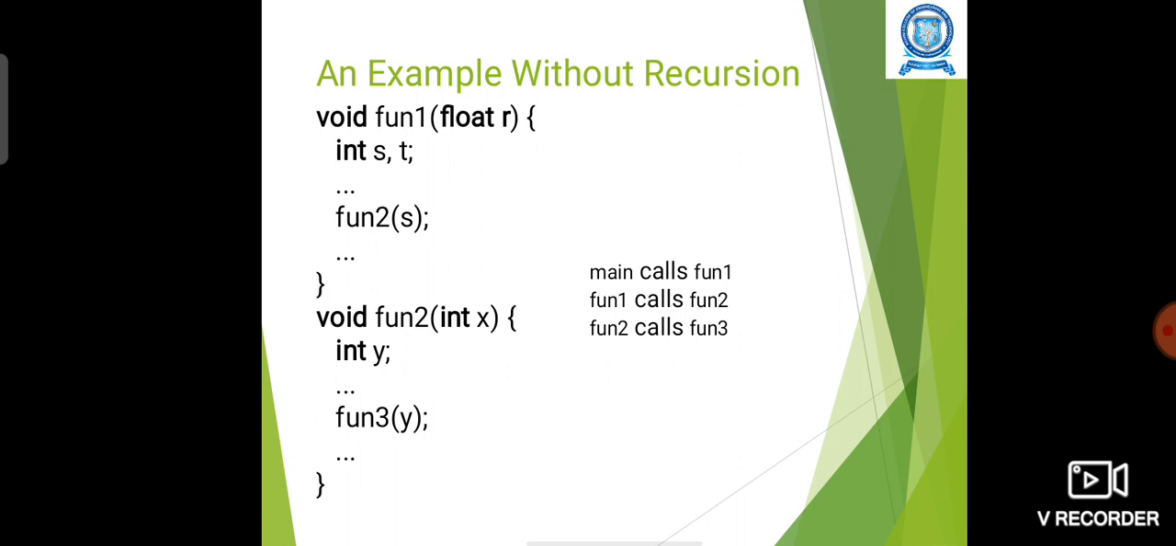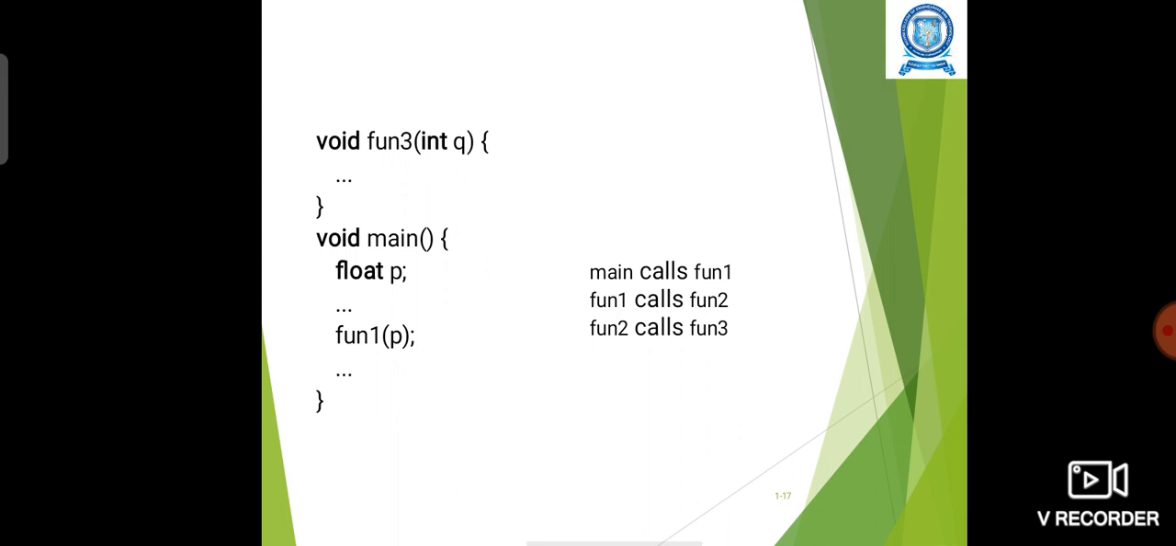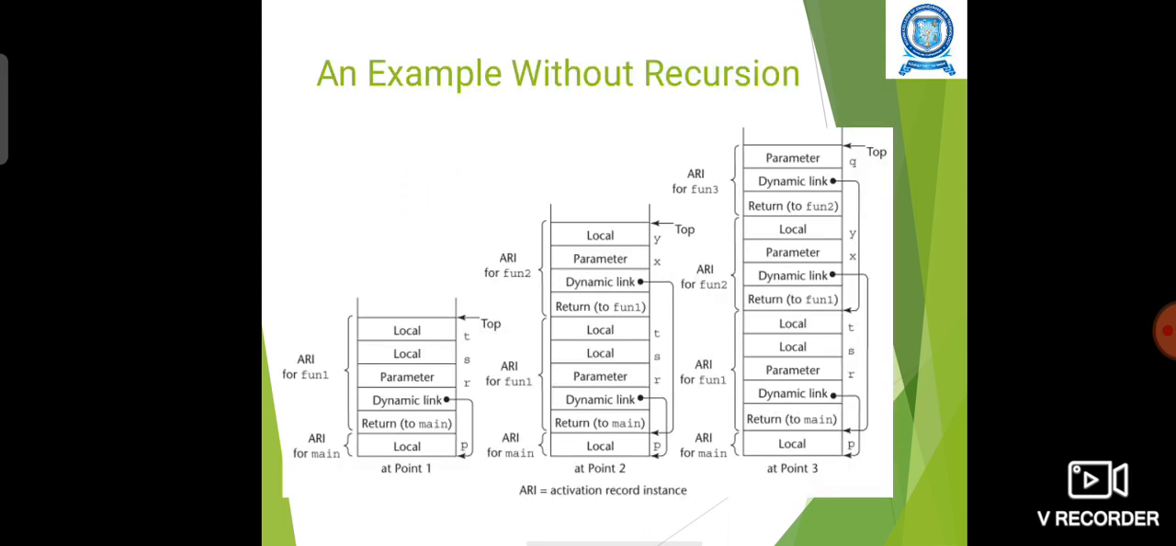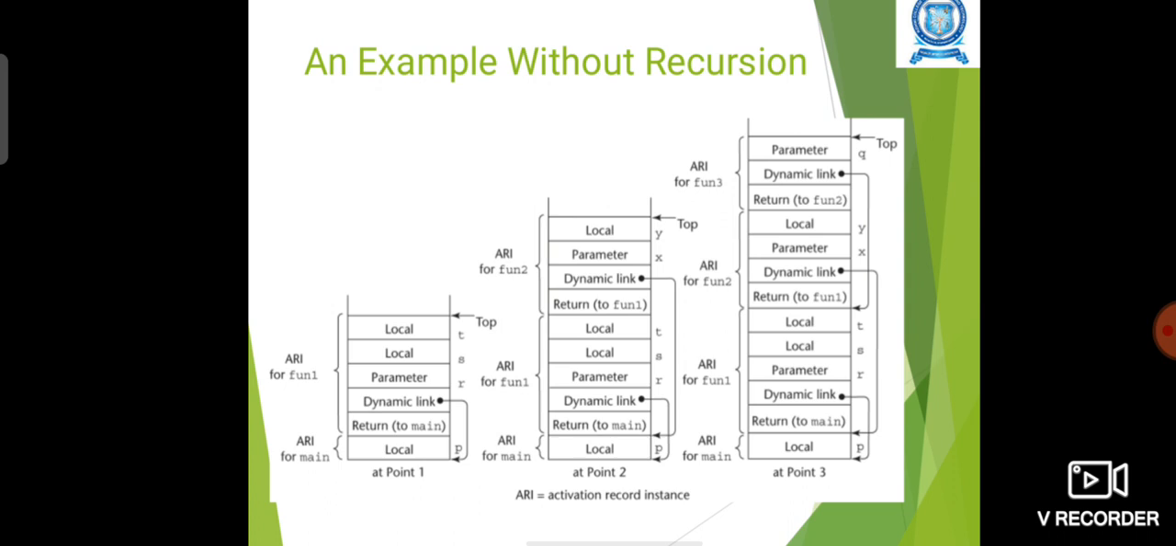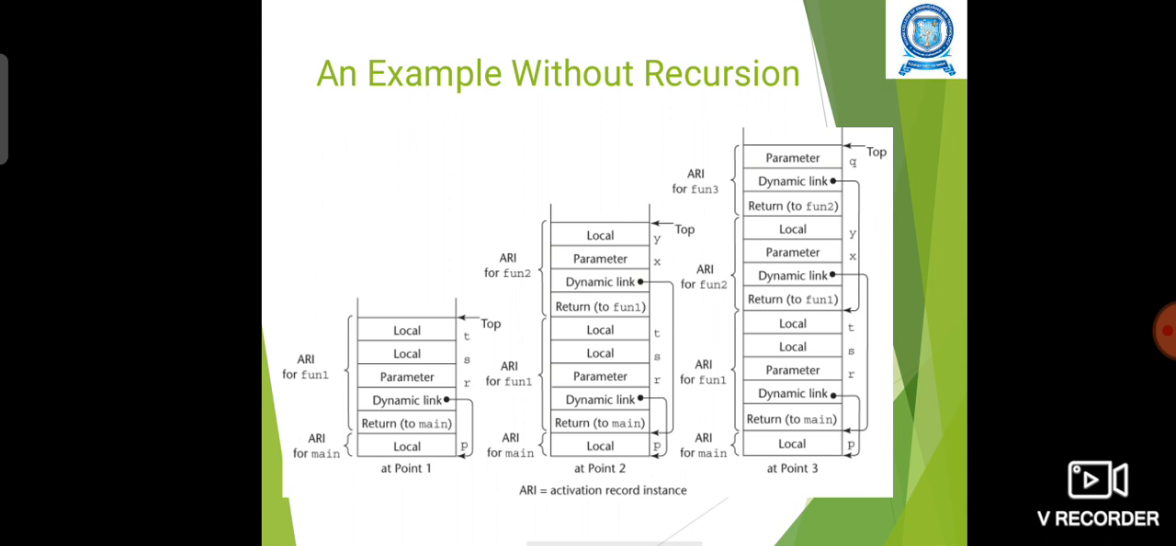For example, a function without recursion. So in this example, we can see there are functions fun1, fun2 and fun3. Main function calls fun1, fun1 calls fun2, fun2 calls fun3. So each function has an activation record with the spaces for the local variables, parameters, and the dynamic link.